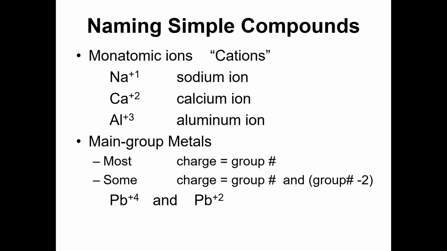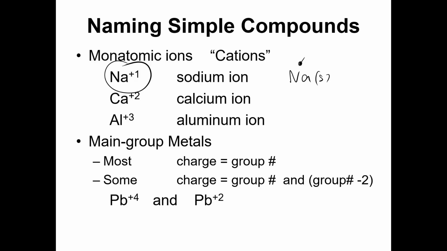Okay, what do we have here? So we're going to name ionic compounds first. All we're looking at right now are metals and ionic compounds. So sodium, calcium, aluminum, and down here we have lead. If they're by themselves, and if they're ionic, they've already lost their electrons. Sodium is in group 1. It's going to be +1. It's no longer going to be sodium. If I say sodium, I mean Na, the metal, with an electron. If I say sodium ion, I mean it's already ionic.